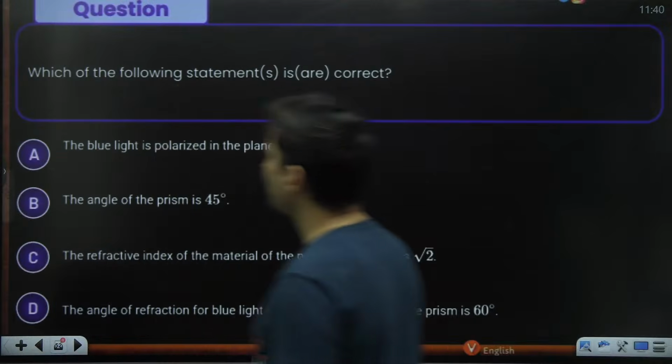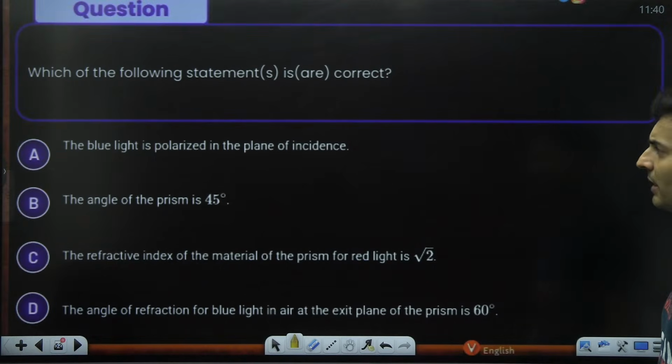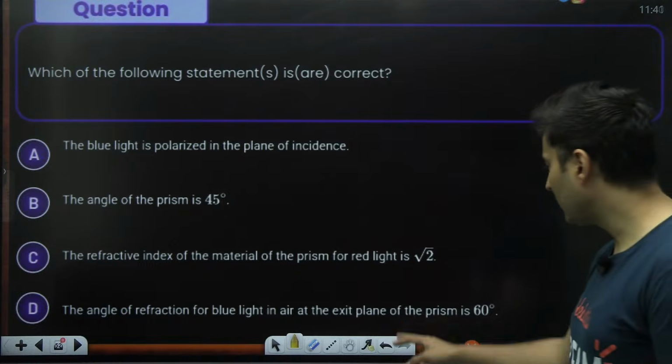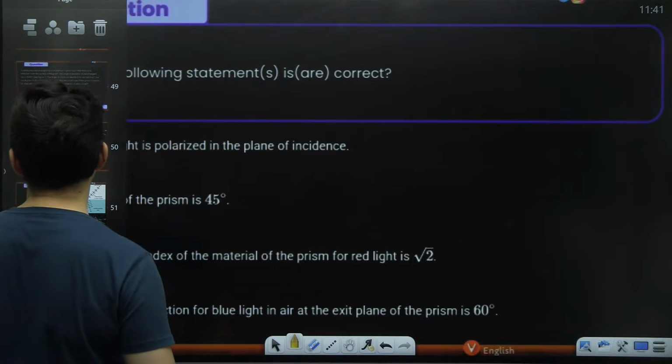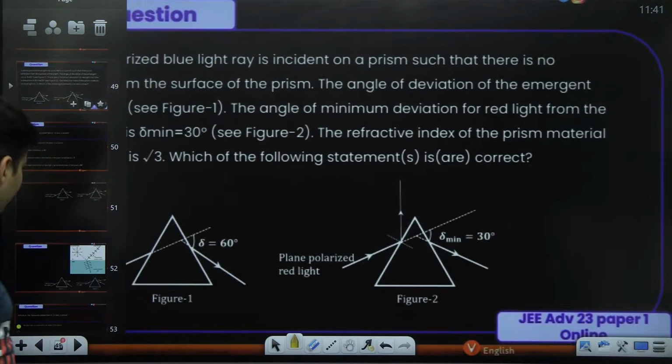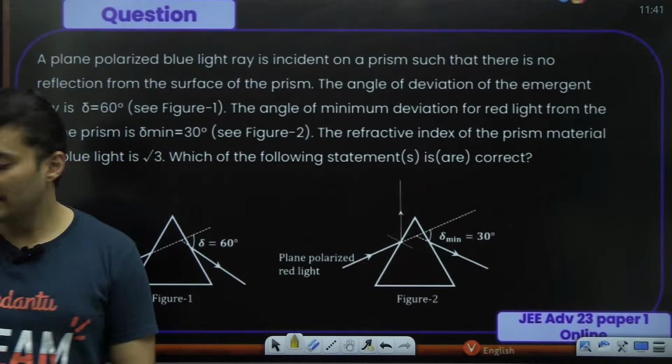Okay, the options are: which of the following statements are correct? Blue light is polarized in the plane of incidence, angle of prism is so and so, refractive index for red light is so and so, the angle of refraction for blue light at the exit plane of the prism is 60 degree. Okay, so many things are there. So let's see what we do over here. Read the question again.